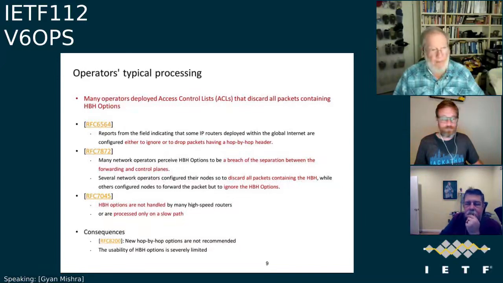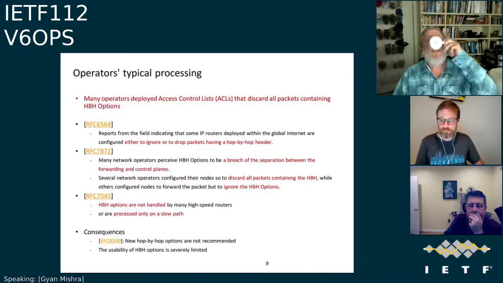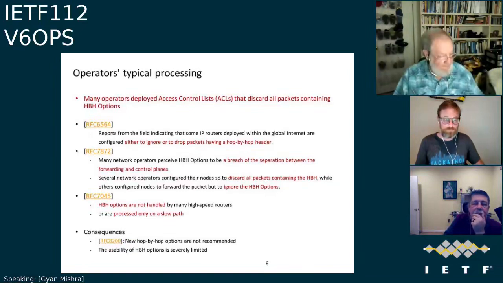So the ignoring, dropping, and then the punt to the control plane. There are overall just a lot. The operator's typical processing is really kind of deny, drop, or not forward, a rate limit. Then that's really been the typical business as usual method of dealing with HBH and making it not viable.